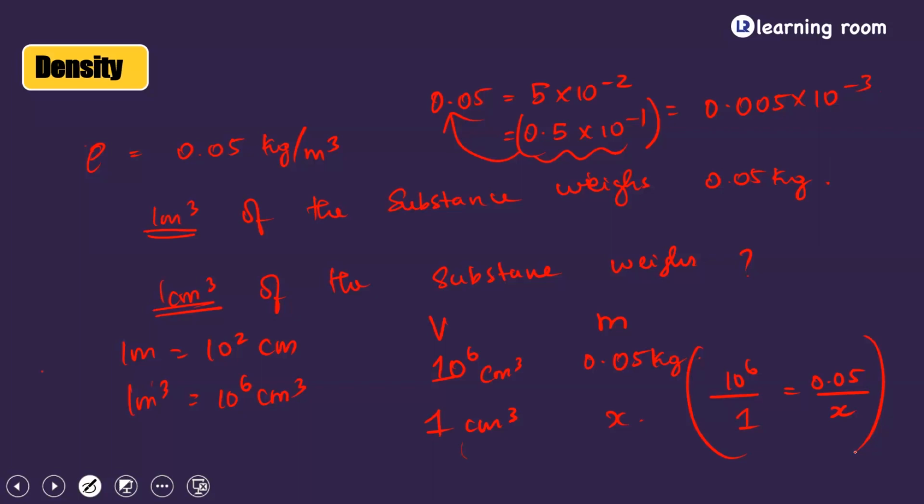Suppose in the same calculation it is an inverse proportion, how I should write is 10 power 6 by 1 is equal to X by 0.05, if it is inverse proportion. You understand how I am writing it? Do you understand, guys? But here it is direct proportion, so it's enough if you do it like this.